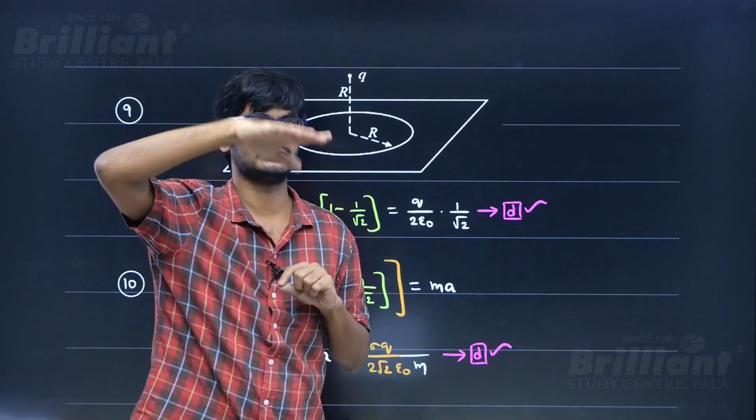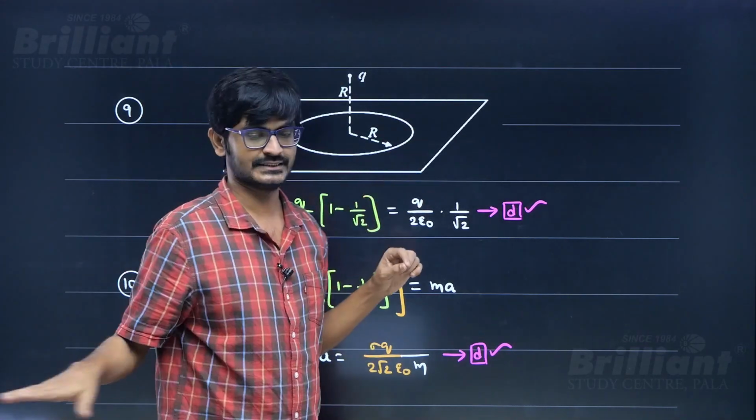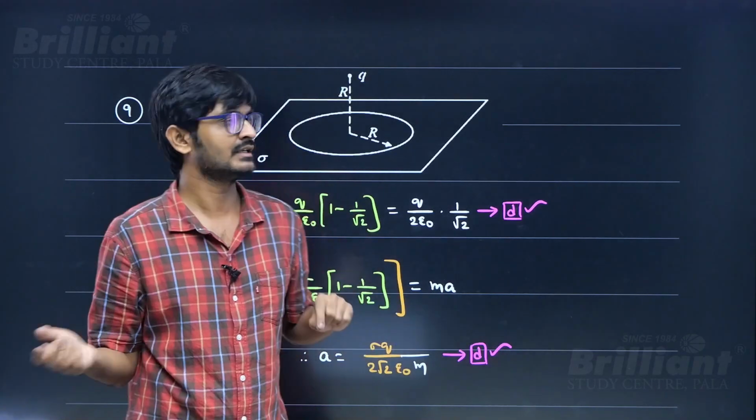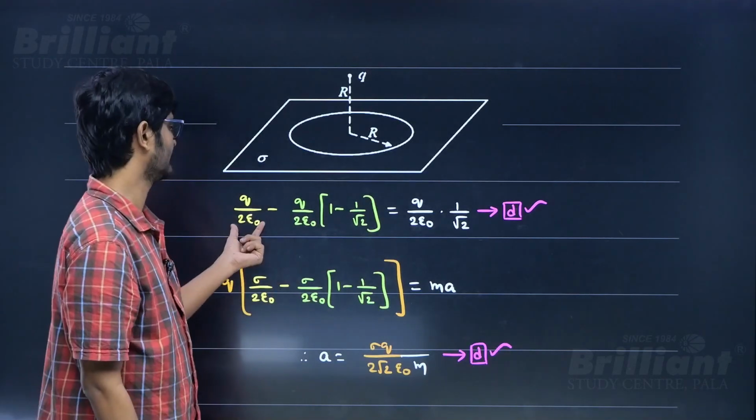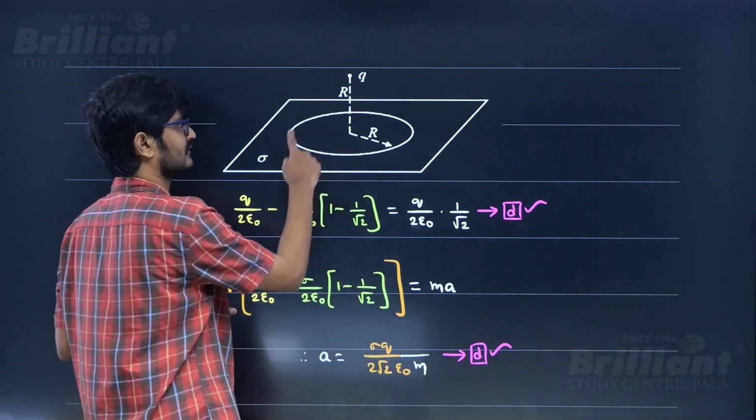Through the above sheet it is going to be q by 2 epsilon naught. So through the total sheet which is placed below it is q by 2 epsilon naught, but out of that we need to see how much is missing here, right? So out of q by 2 epsilon naught, how much is missing here? That is, what is the flux through this disk.